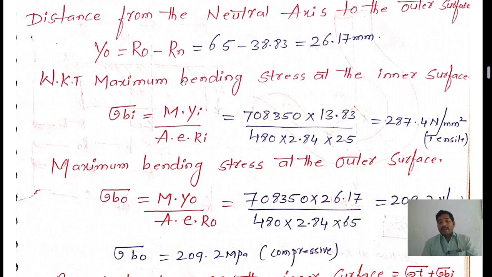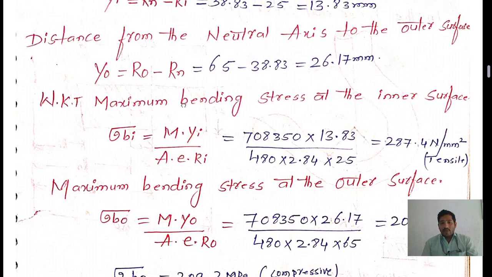If you want to find the maximum bending stress at the outer surface, we use this formula, represented by sigma BO, equal to the bending moment into YO, the neutral axis to the outer surface, divided by the area of cross section into eccentricity and outer radius. Always remember, no confusion here: M stays as it is, instead of YI we represent YO, AE stays as it is, and instead of the inner radius RI we use the outer radius RO.